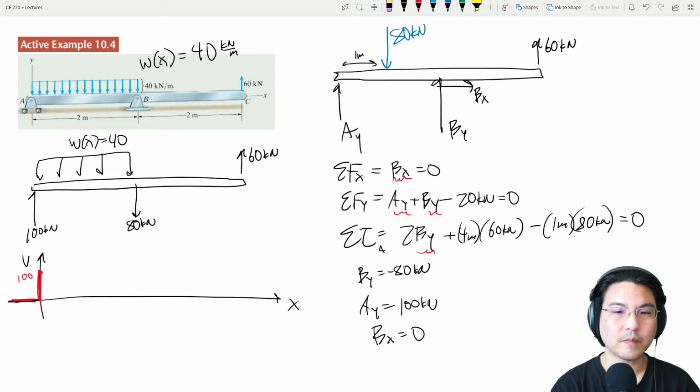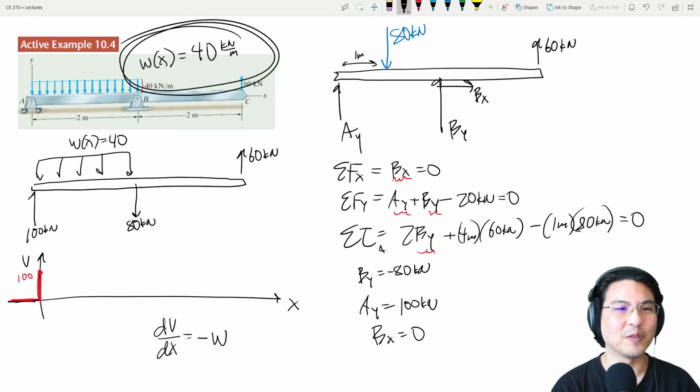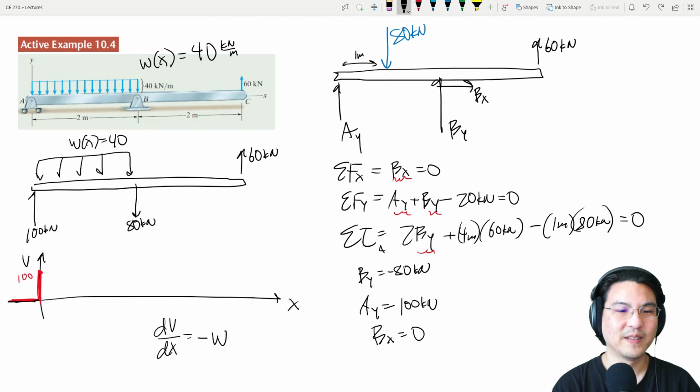So the shear minus W. Okay, and then that loading curve was 40. So this would be minus 40. And then solve this, right? So move dx over here.